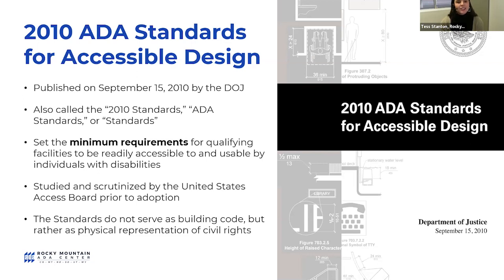The standards were studied and scrutinized by the United States Access Board prior to adoption. And the standards do not serve as building code, but rather they serve as a physical representation of civil rights. So there are instances where building codes may differ from the standards, and in that case, you go with whatever standard or code provides the maximum accessibility or better accessibility.